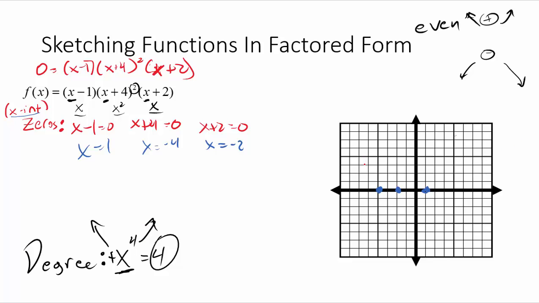Now, that means that when I sketch this, I'm going to draw both ends here kind of coming up out of the sky. And now all we have to do is see how this thing is connected. So the final thing we're going to look at here is the multiplicity.